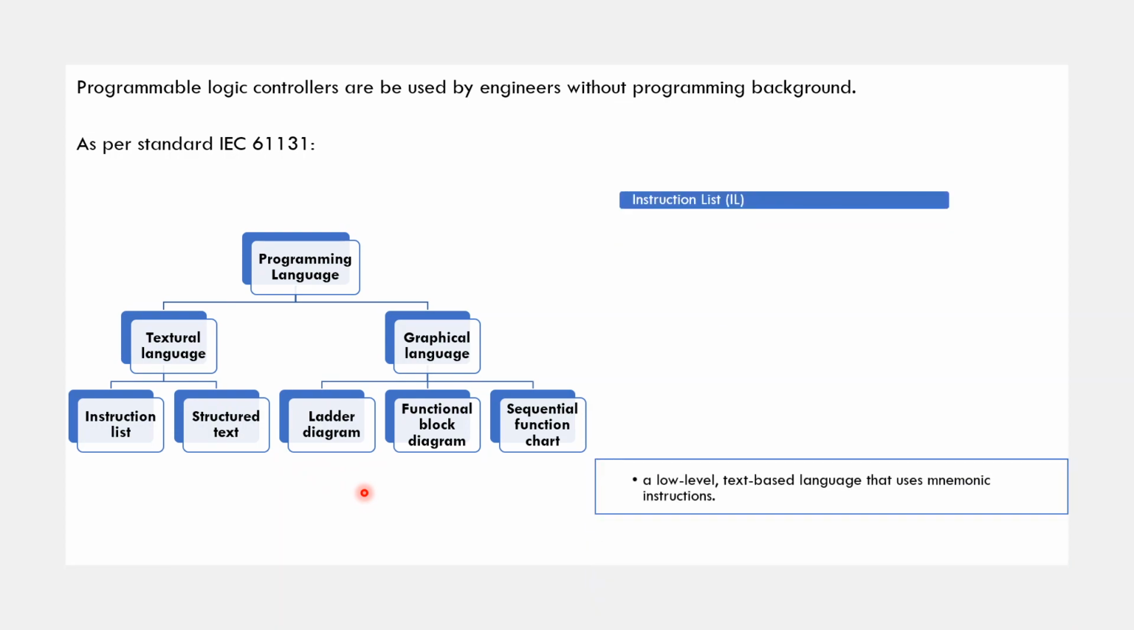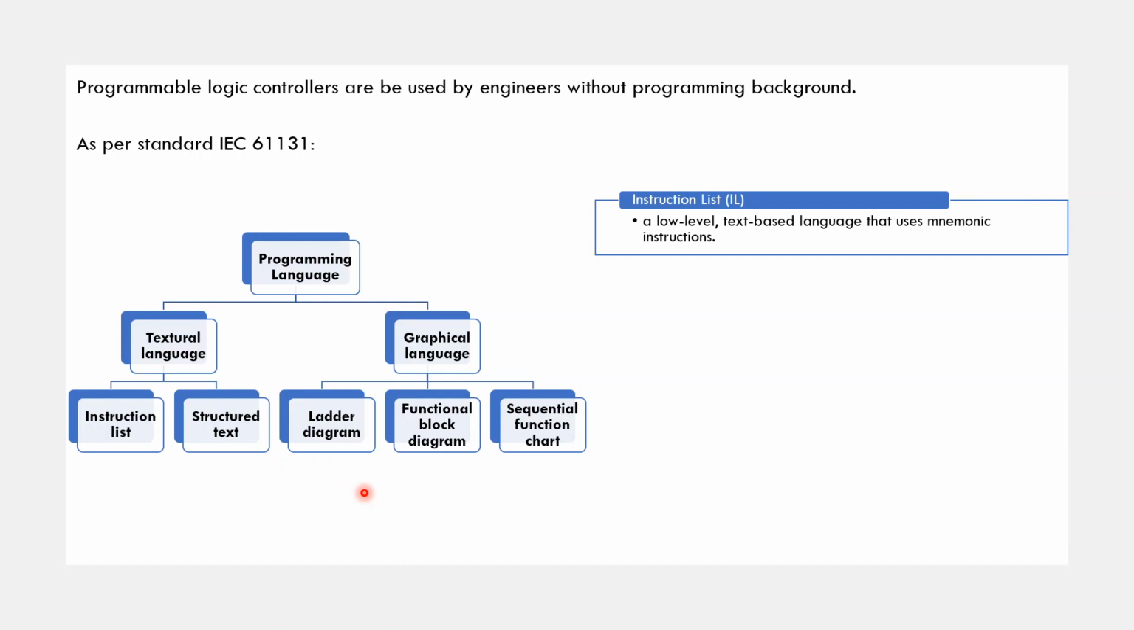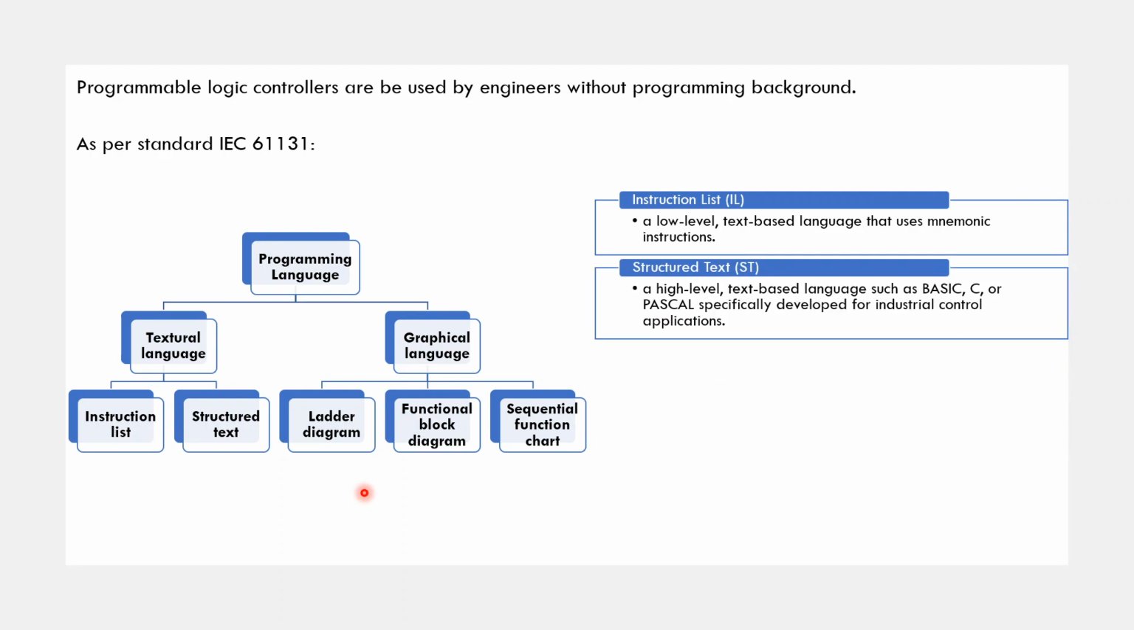Instruction list is a low level text based language that uses mnemonic instructions, just like assembly language code for the controllers. Then the second is structured text, a high level text based language similar to basic C or Pascal, specifically developed for industrial control applications.